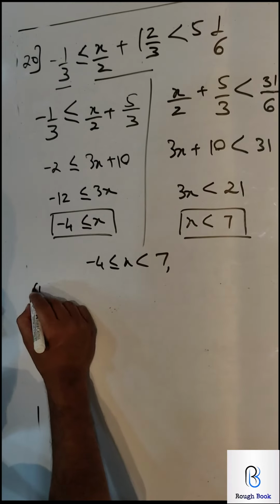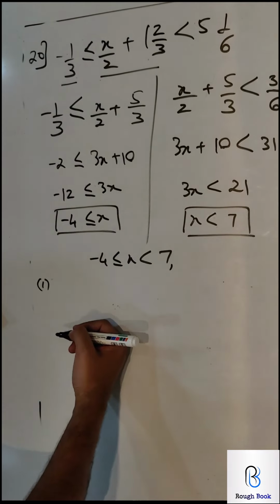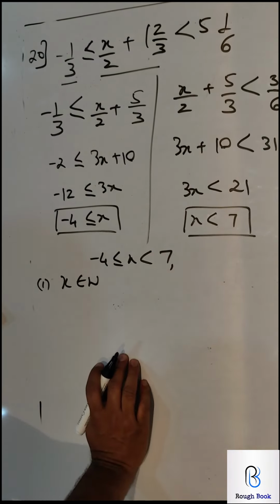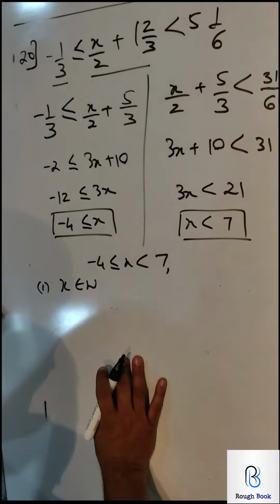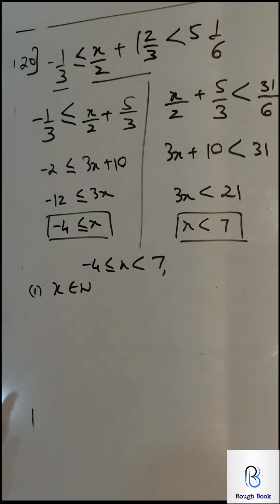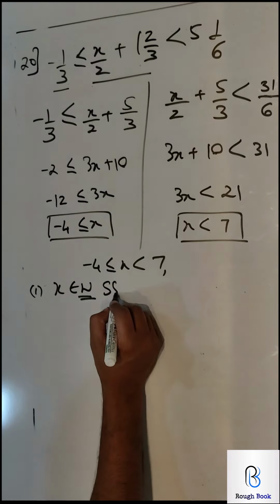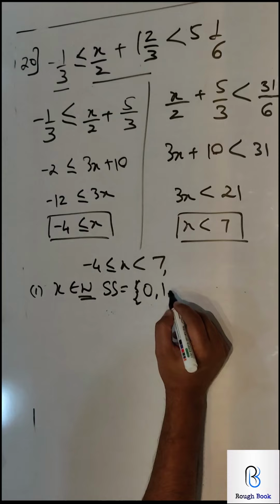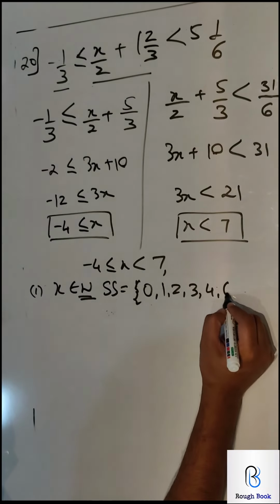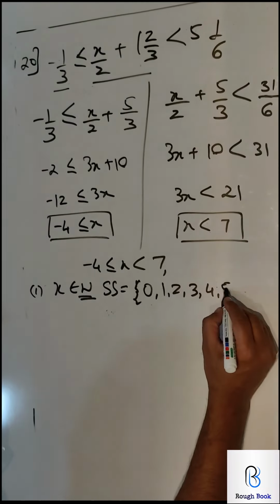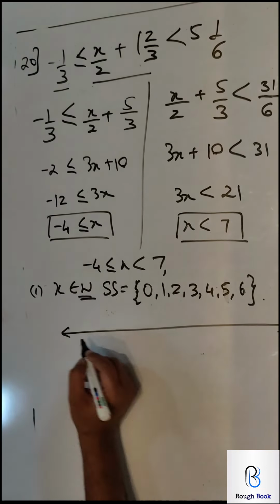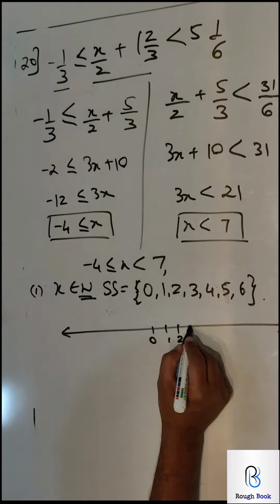So now you'll have 3 different options, because the first one says x belongs to W, the second one is x belongs to Z and then R. So first let's work on the W part. W is whole numbers, so my solution set using this is going to start from 0 and go only till 6. So 5, 6. 7 is not inclusive. Accordingly I will draw my number line.